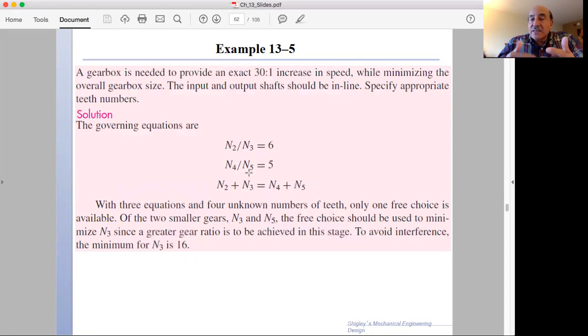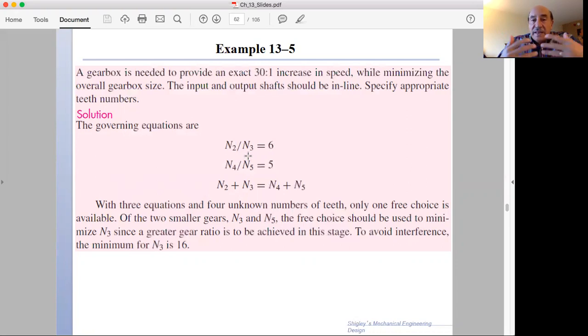And you can now solve 4 equations with 4 unknowns. The problem is that if you do that straightforwardly, some gears are going to have a fractional number of teeth, which is not acceptable. So the easiest and best way is to find the smallest gear, which is N3 or N5, fix its number of teeth to unity, and then work out everything in terms of N3.